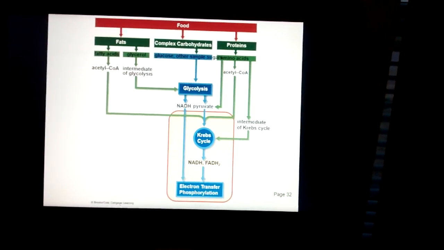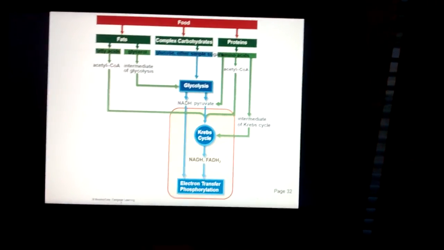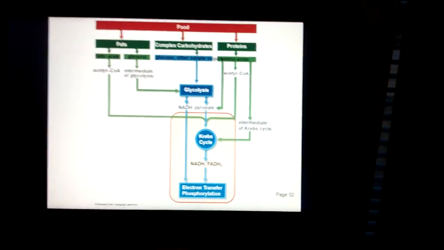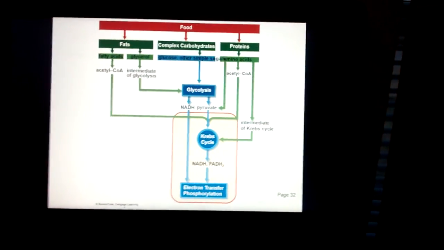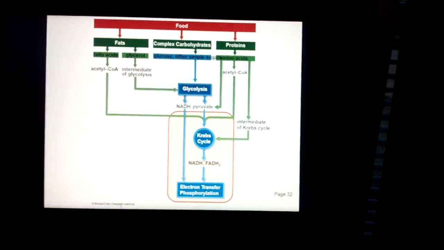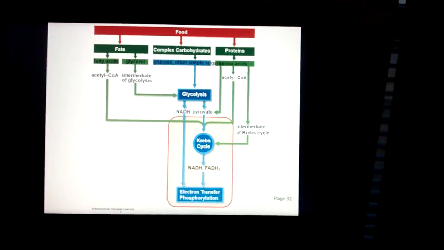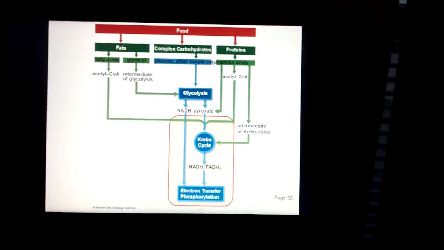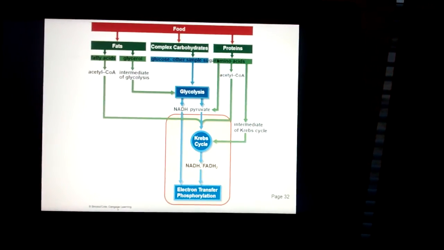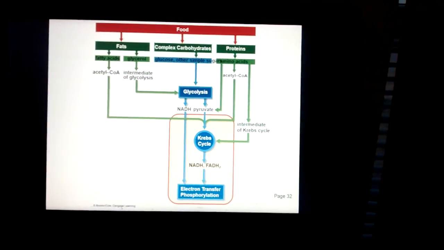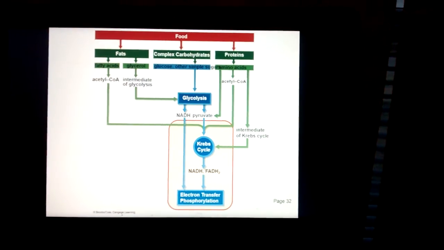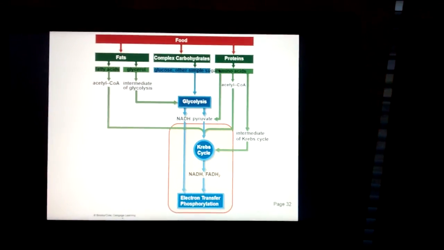The body always uses carbohydrates as the primary source of energy. When our body runs out of carbohydrates, then it moves into fat. Fat becomes the second source of energy. Then if we run out of fat, now we're talking about fasting, the body will start breaking down proteins, and that's not really a good practice.